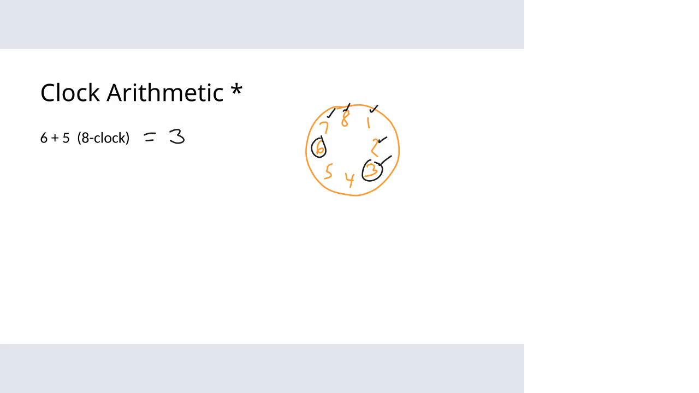Another way to do that, 6 plus 5 is 11. I can't have 11 on an 8 clock. It only goes up to 8. So what I have to do is subtract in a complete revolution. I'll subtract 8, and that'll also land me at 3. We'll try a couple more of these, even though I'm feeling pretty confident.